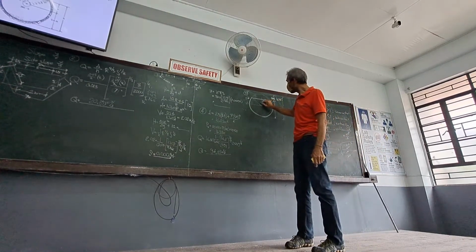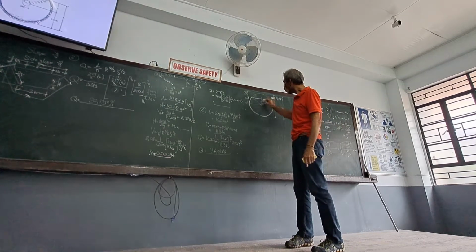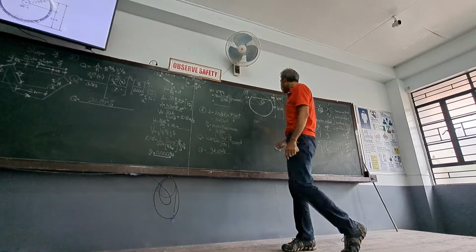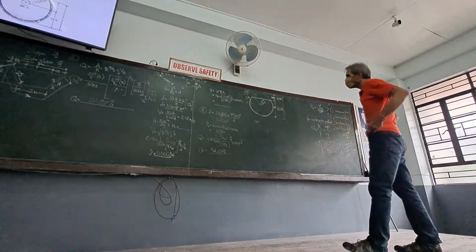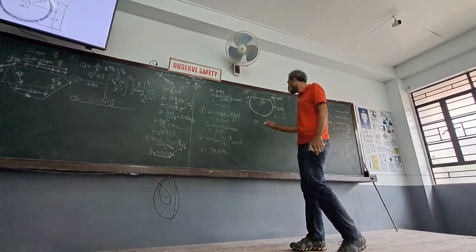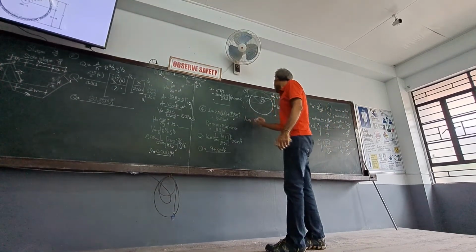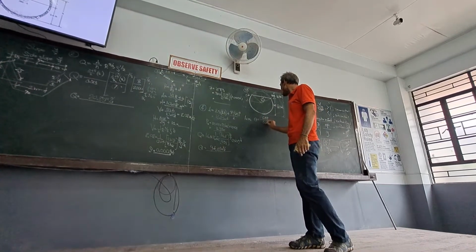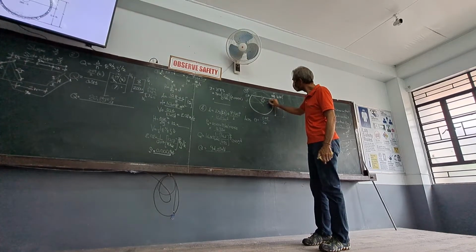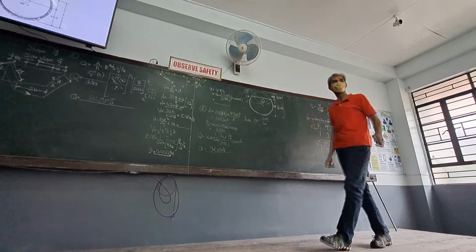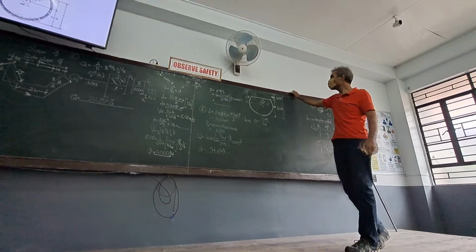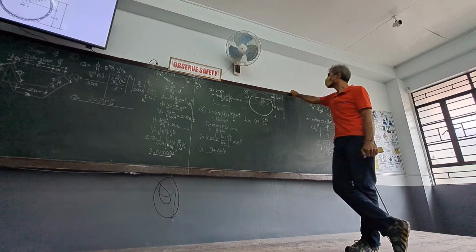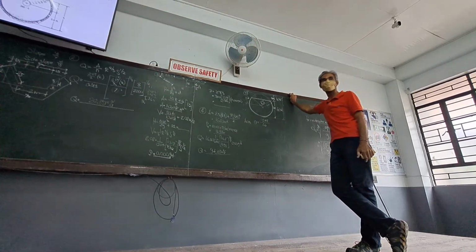Then this is 0.45. We'll call the angle theta. So theta is the inverse cosine of 0.45 divided by 0.6, which is 0.75.